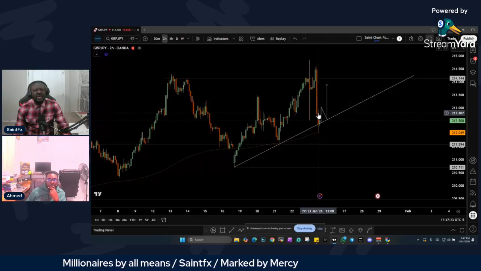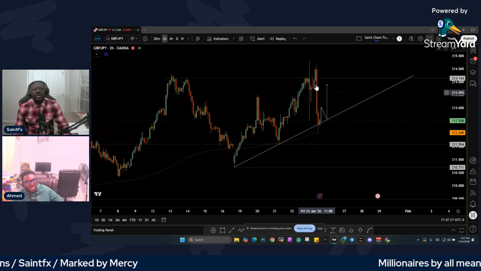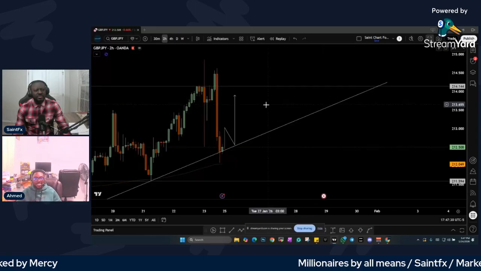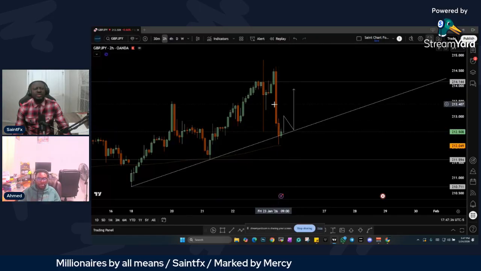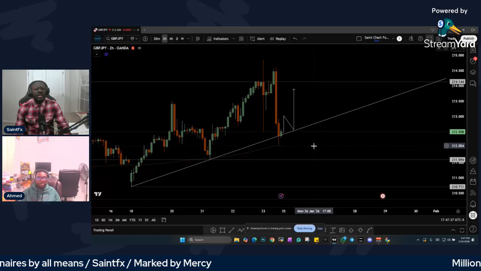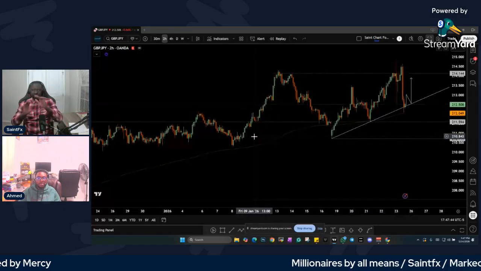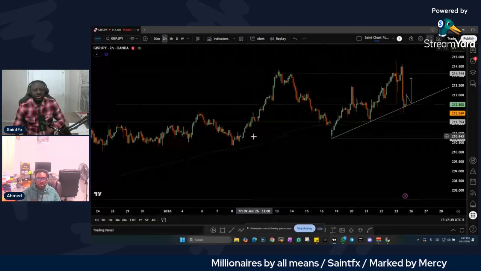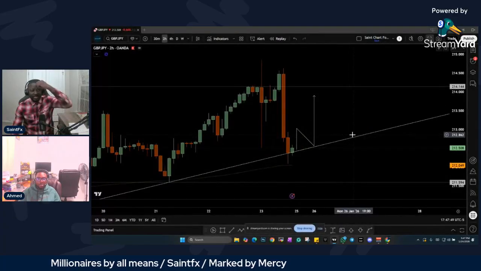This is scary too. You see this big candle here. Yeah, I was going to ask about that bearish candle. This is scary too. But when I look at it, I know the overall market is trending up. So what the market can do here, look, I'm thinking the market will do like this.